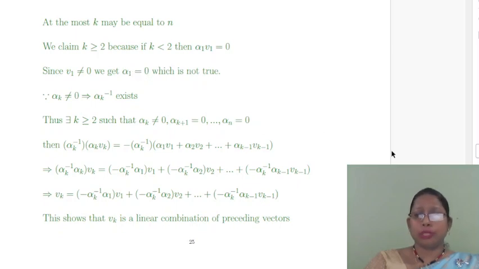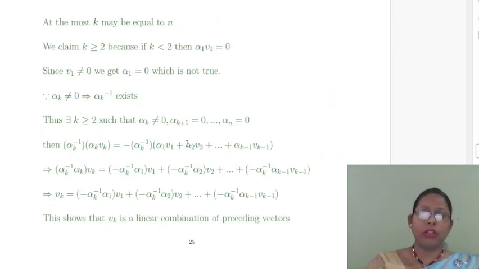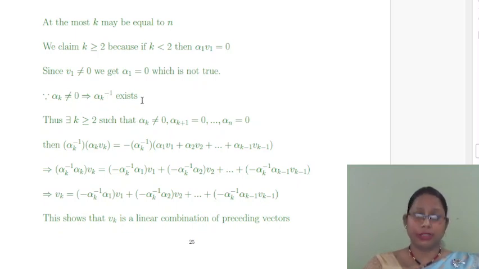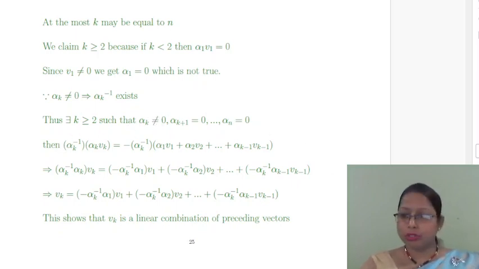This is not possible, as here we have considered alpha k to be the last one, and all suffixes after alpha k will be equal to 0. So this is not possible. So we are getting a contradiction here. Therefore, alpha k is not equal to 0. This implies that, as alpha k is a field element, alpha k inverse exists. Thus k must be greater than or equal to 2.